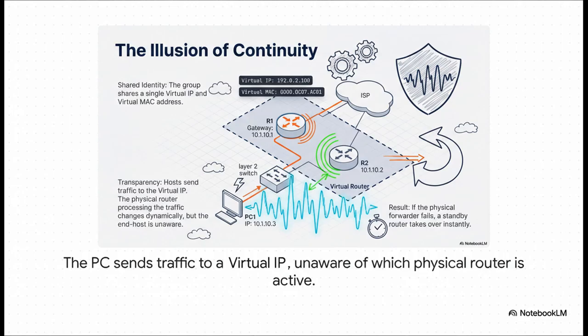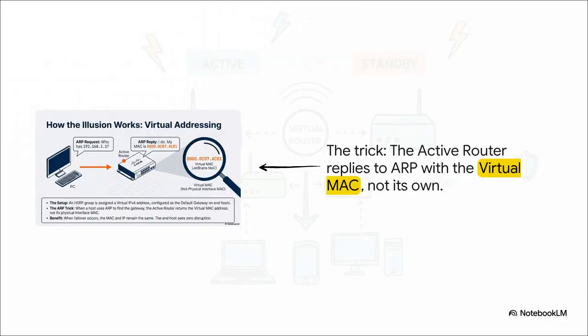So check this out. Here's how it actually works. You've got R1 and R2 working as a team, but from PC1's point of view, it has no idea. It's just talking to one virtual IP, let's say 192.0.2.100. Behind the scenes, only one of those physical routers is actually doing the work. But the PC is completely oblivious. And the best part? If that active router dies, the other one takes over instantly, and the PC never even skips a beat. So how does this magic trick actually work?